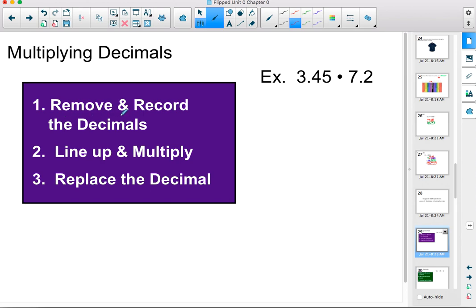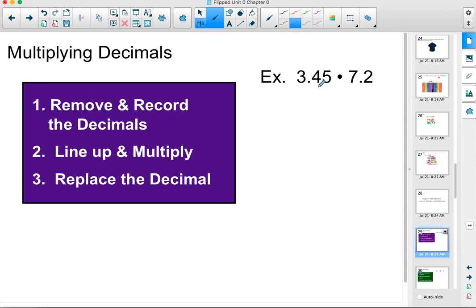First step is to remove and record the decimals. What we mean by that is we take a look at our multiplication problem. We're going to take the notes as we do the example problem. So we're going to remove the decimals from these two numbers. A lot of times decimals trip kids up. They want to line them up for multiplying, but that's an adding and subtracting thing. So we are going to take them out.